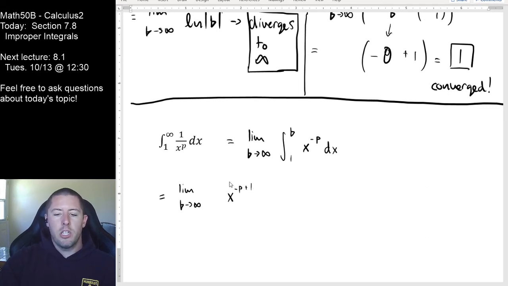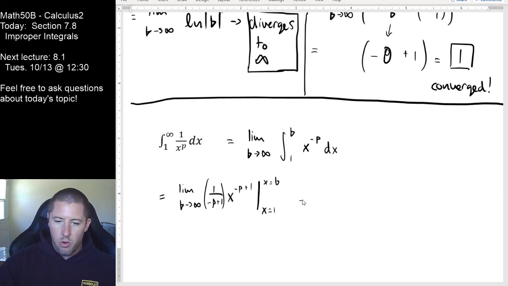But if I took a derivative, I'd get a negative p plus 1, so I need a 1 over negative p plus 1 to sit right out in front as my coefficient right there. And this is the guy that we will evaluate from x equals 1 to x equals b.